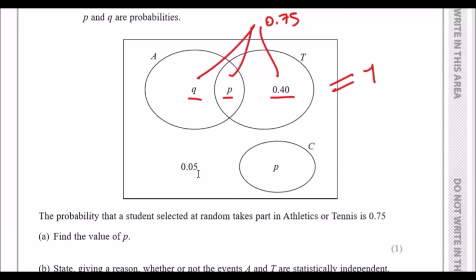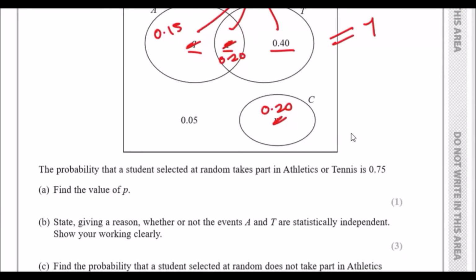So we've already got 5% on here, so this P value must be 20%. So P is automatically 0.20. This means this P value is also 0.20. And if we know that all of this is 0.75, doing some quick maths, this gives us 60. This means that we need 15 more. And it looks like we found P and Q. So the value of P, well, we knew it is 0.20.